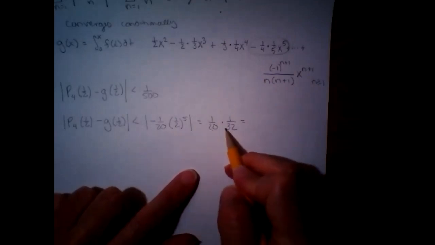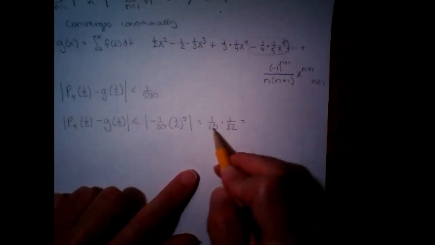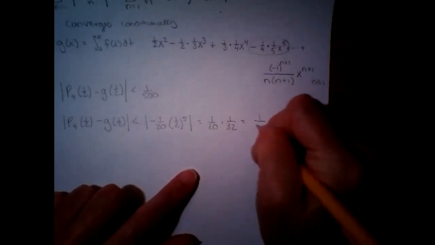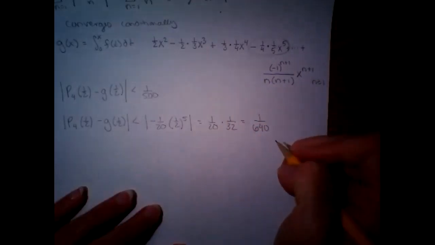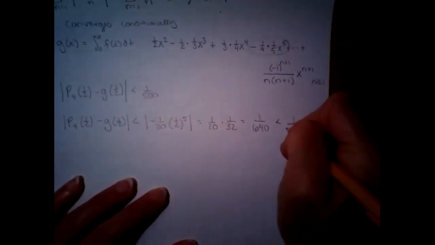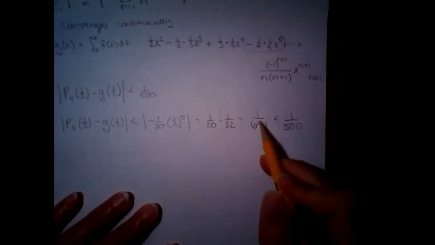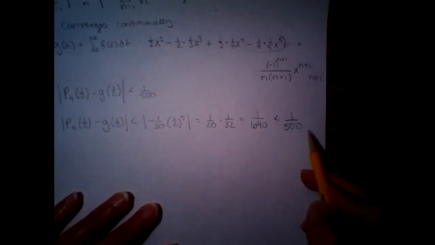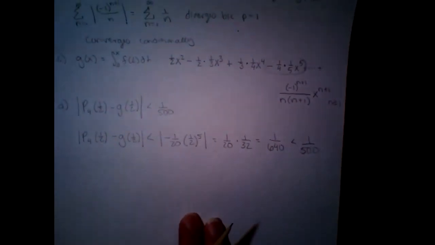20 times 32 would be, if I just double 32, that's 64, and then the extra 0 there, 640, so 1/640th. And they just wanted us to show that that's less than 1/500th, which is true. 1/640th is less than 1/500th. And so that's all you needed to do there.